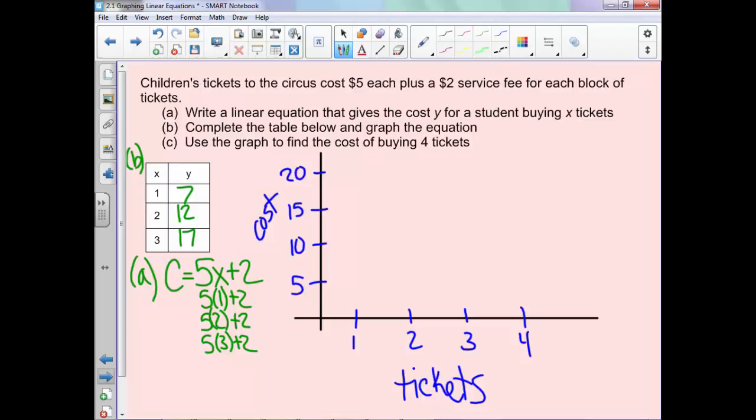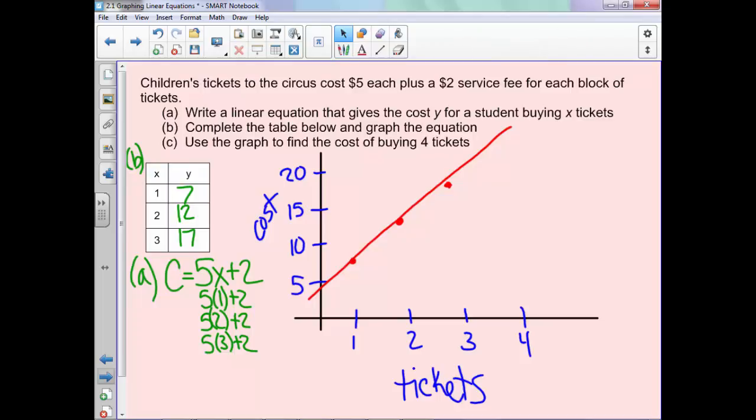And so when we sell 0 tickets, it's not going to cost anything. When we sell one ticket, it's going to be $7. When we sell 2 tickets, it'll be 12. 3 will be 17. So notice we've got a nice line here.